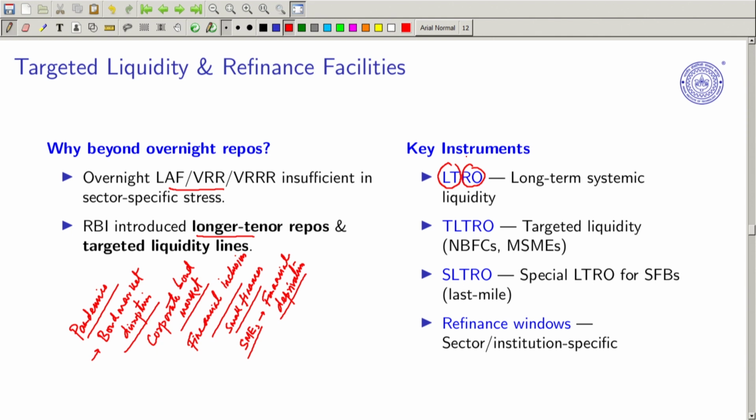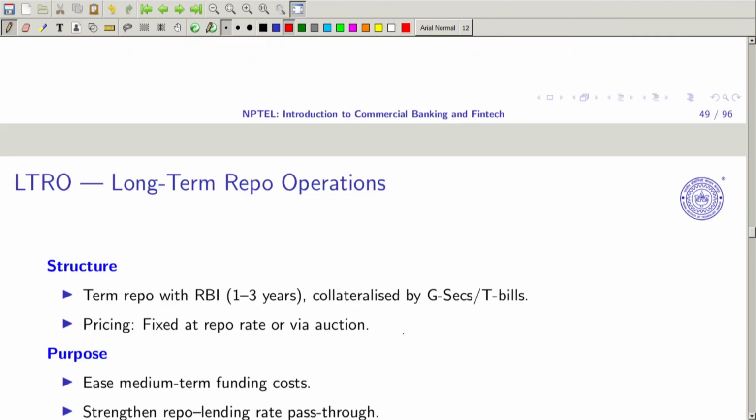Then here we have the targeted long-term repo operation. So this could be for MSMEs or any other purpose. Then here we have the special long-term repo operation. This could be for financial inclusion and other purposes. So small finance banks were given support, right? And there were also the refinance windows, wherein institution-specific guidelines and institution-specific support were provided. So this is how it worked.